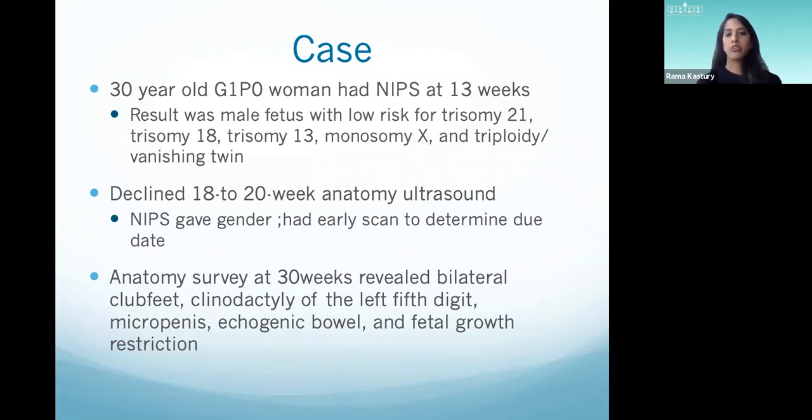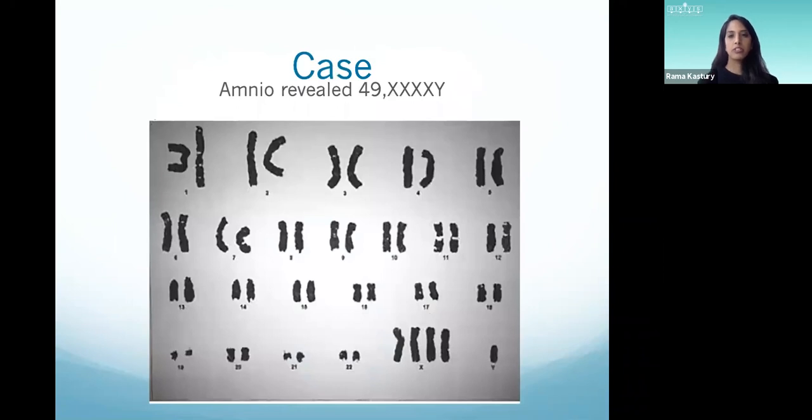So fast forward, at 30 weeks gestation, she had an anatomy screen ultrasound that looked at all the different organ systems and noted bilateral clubbed feet, clinodactyly, so curving of one of the fingers. In this baby, it was the left pinky. Also micropenis, so the penis size was a little small, echogenic bowel, and fetal growth restriction, meaning the baby was just growing a little on the small side. And so this is just an example of what the testing showed.